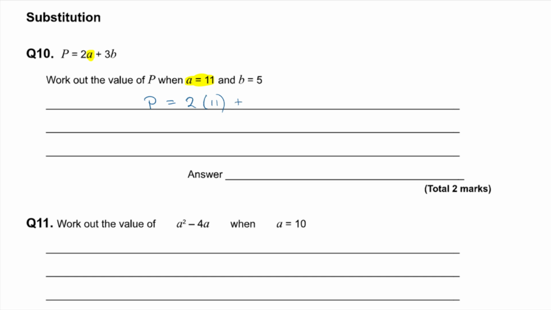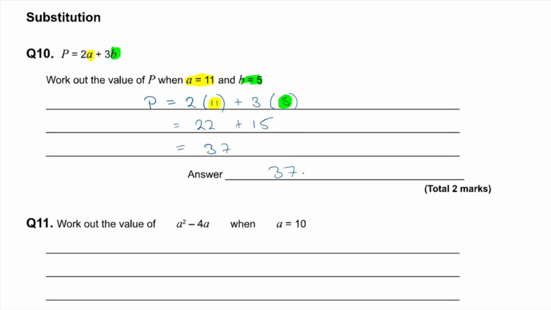And plus 3 lots of b, but we know that b is equal to 5, so I'm going to replace that b there with the value 5. So that's 2 lots of 11 plus 3 lots of 5. 2 times 11, that is 22. 3 lots of 5, that's 15. Add them together, that's 37. My answer is 37. Okay, so I just plonked in the 11 value there and the b value of 5 in there.